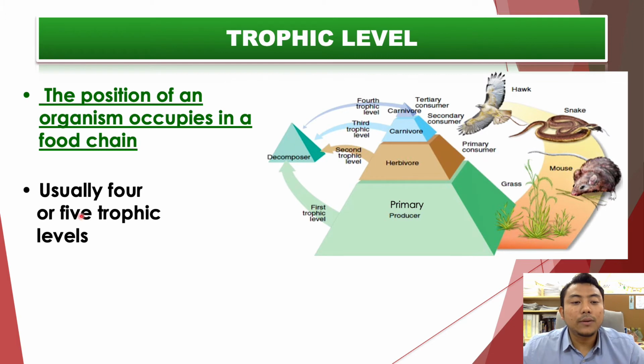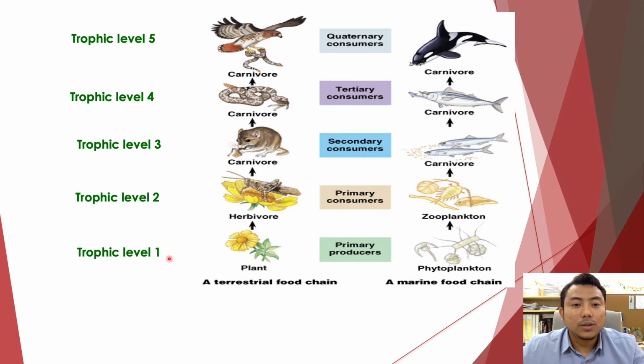Okay, usually 4 or 5 trophic levels only. So it's very rare actually to reach fifth trophic level tu pun. Okay, because the energy did not support longer food chain. So this is what is meant by trophic level 1, 2, 3, 4, and 5. Look at the flow of the energy being transferred from one organism to another organism.